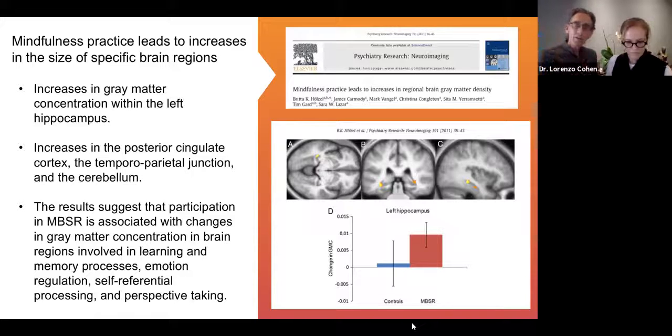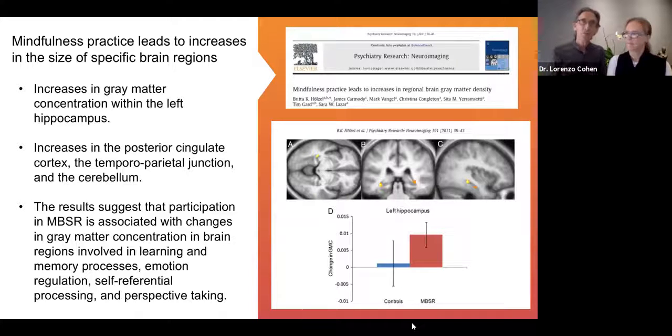And this was a seminal paper, building on prior research showing change in many different outcomes, including brain function. But this was actually change in brain anatomy, neuroanatomy, where there's an increase in the size of the hippocampus. This is the memory, and in particular the learning, center of our brain, where there's actually an increase.